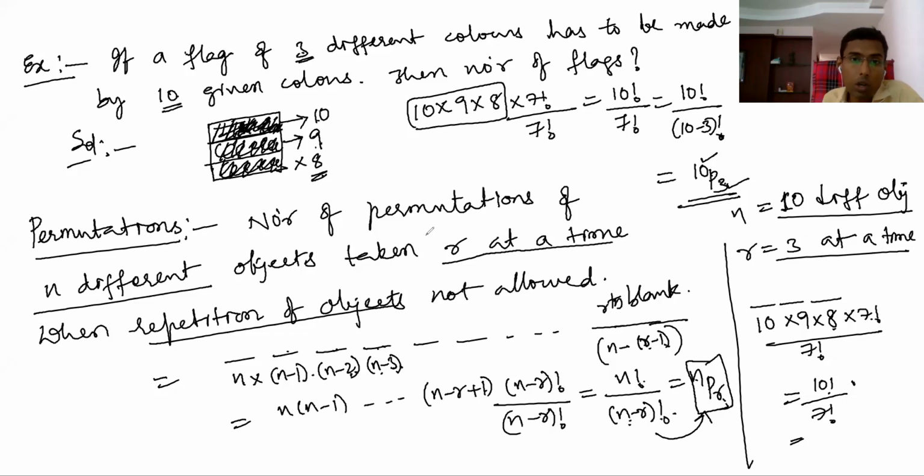So this is the number of permutations of n different objects, because sometimes you will get similar ones also. That's the next topic. So that's why you should understand, very important: n different objects taken r at a time, when repetition of objects is not allowed. That means one object you have to take only once. So repetition of objects is not allowed. That's important.